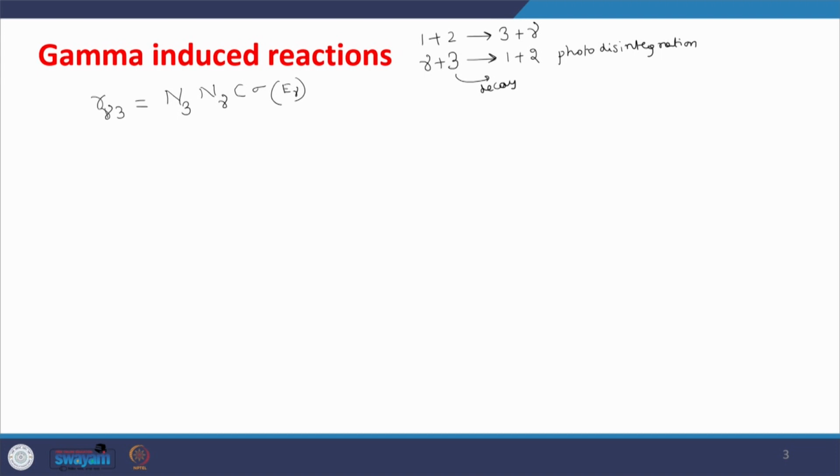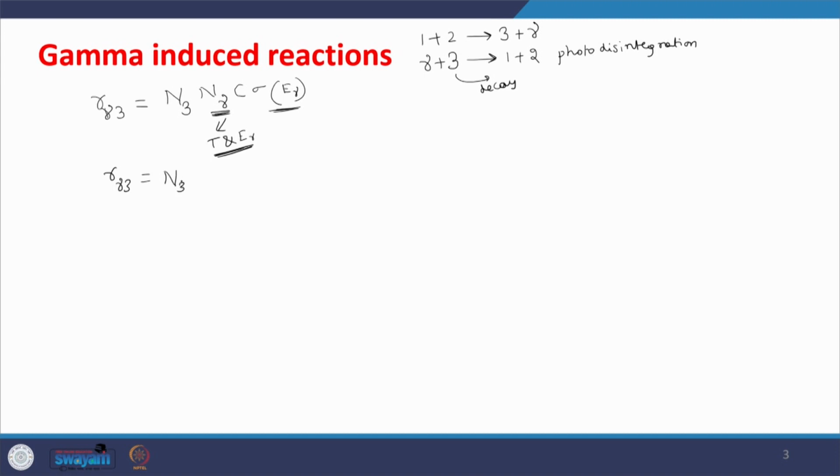Fine. Now, the cross section of course depends on the gamma ray energy, and in stellar plasma at equilibrium, the number density of gamma is not constant, right? It depends on the temperature and also on the E gamma at equilibrium in stellar plasma. So, how do we rewrite this expression of reaction rate when gamma reacts with nucleus 3?